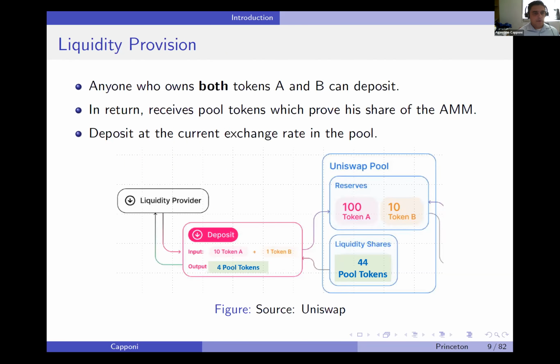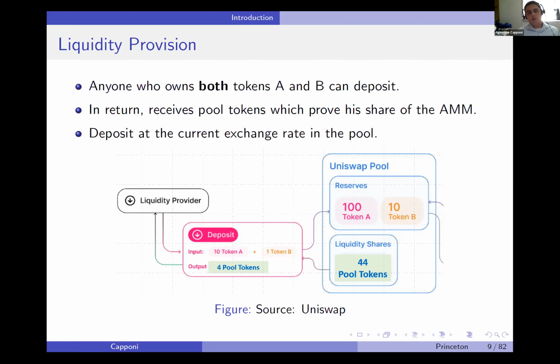Who can deposit tokens in the exchange? Anybody who owns both tokens is allowed to deposit. So the idea is that by depositing, you receive pool tokens, which prove that you are a shareholder of this pool. For example, if there are currently 100 token A and 10 token B in the pool, and I want to deposit, I need to deposit according to the exchange rate, which is 10 to 1. So I deposit 10 token A and 1 token B, and then I get 4 pool tokens because there are already 40 pool tokens. So I hold 1/11 of the entire share of this pool. So I'm essentially a shareholder.